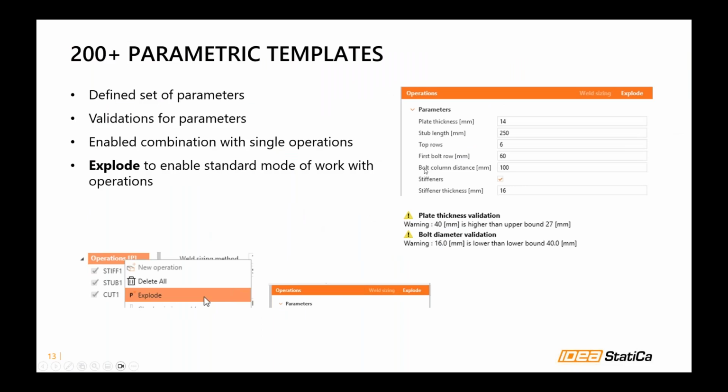So I've mentioned at the beginning, we have these new 200 plus parametric templates. So what is so special about these parametric templates? Inside these templates, you can define a set of parameters. You don't need to manually change the operations one by one. You can change the parameters of the operations from these defined parameters, as you can see on the right here. Then you can also set a validation for your parameters so that the input will always be valid. You can set the upper bound, lower bound, and also some logic behind the validation.